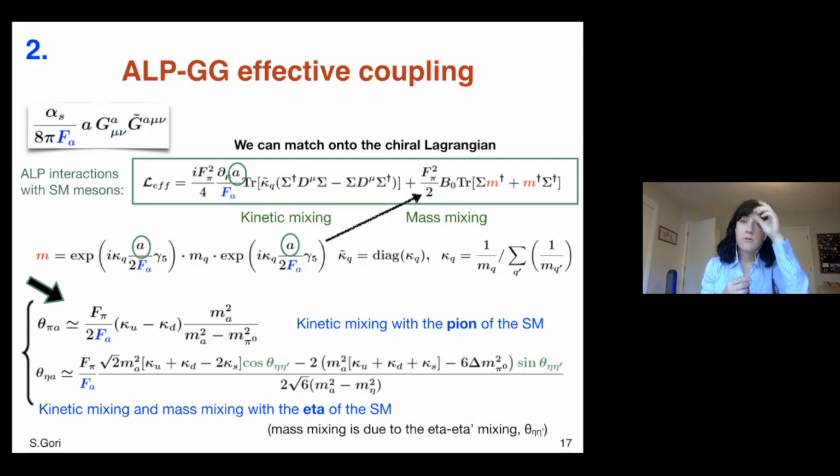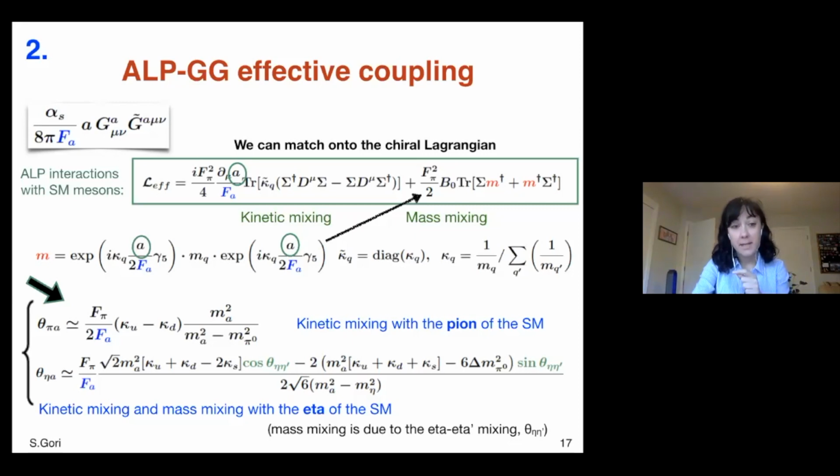For phenomenological studies, the first mixing term, the ALP mixing with the pion, is the main mixing that has been considered. And then we'll comment on the role of the second mixing. So let's not forget about the mixing between the ALP and the eta of the standard model. But let's first focus on the ALP-pion mixing.